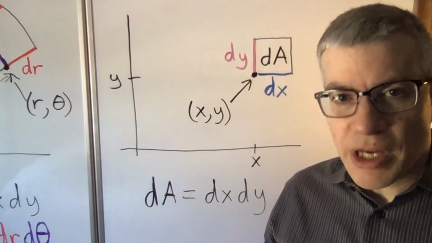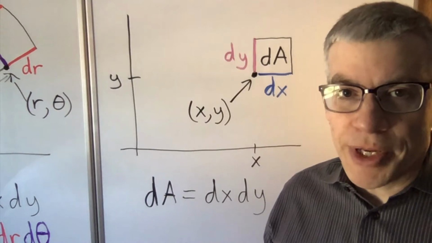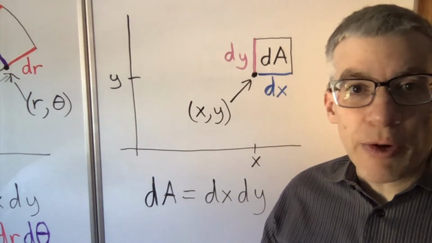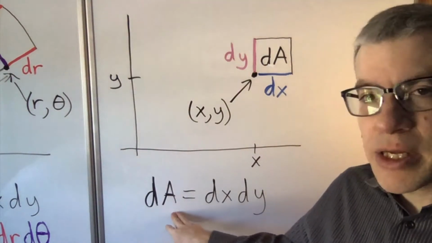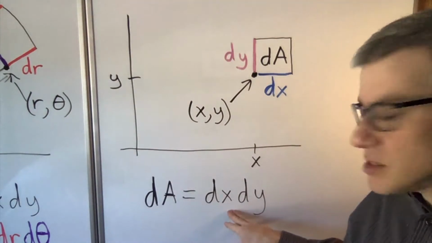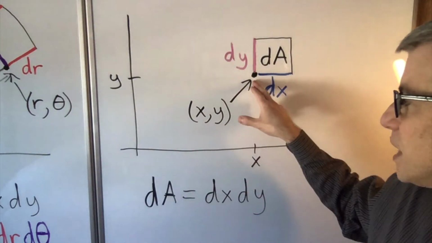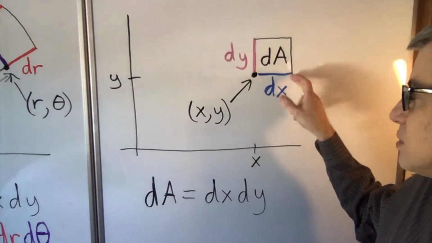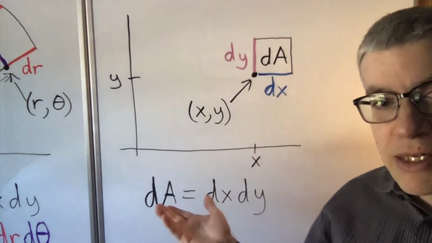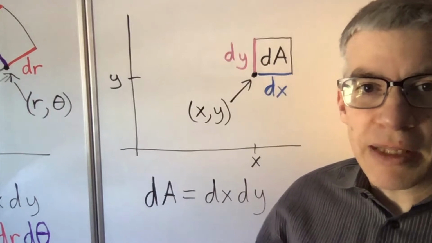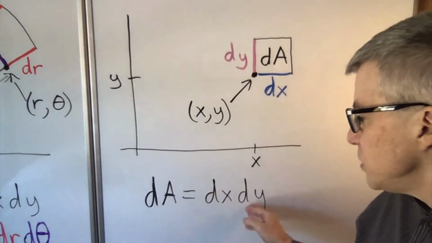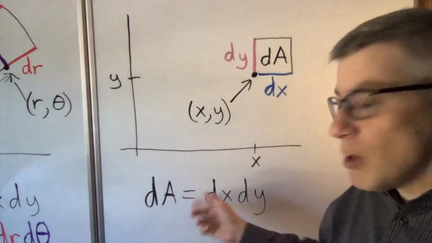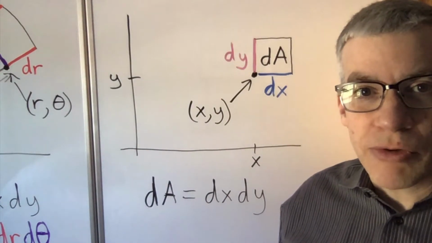When you're trying to do a double integral in Cartesian coordinates, you want to find something like the area. And a little bit of area is actually going to be a little bit of x times a little bit of y. You start at point (x, y), you move over dx, you move up dy, it's a rectangle. The area of a rectangle is length times width, so dA equals dx dy, or dy dx, depending what order you want to do the integrals.